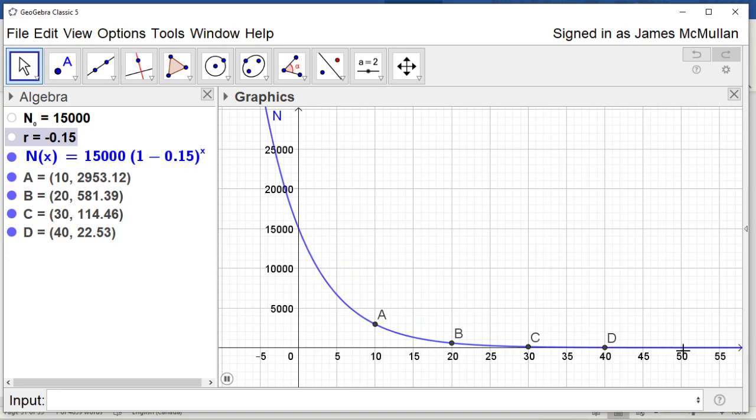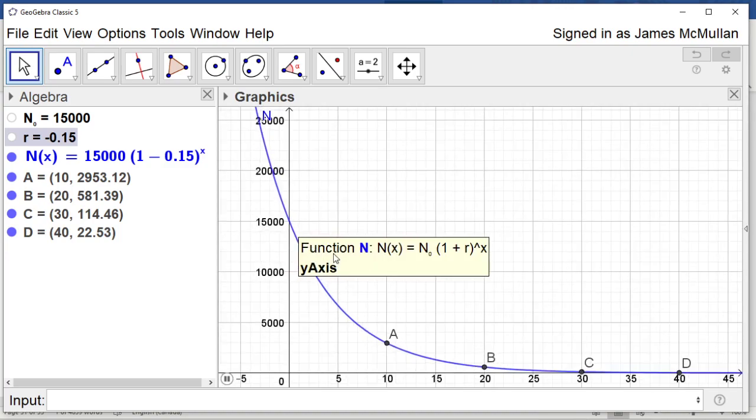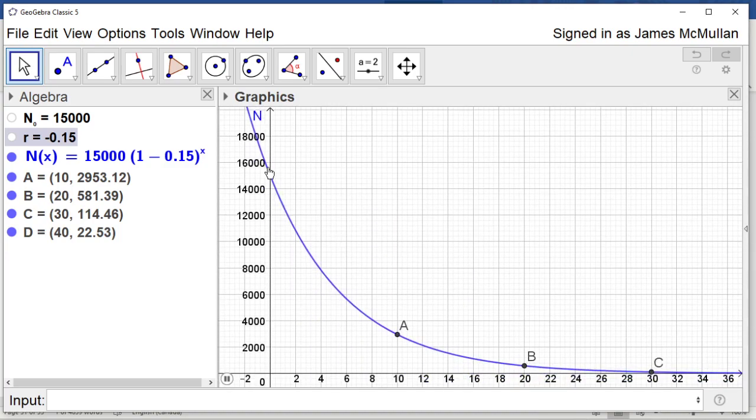Whether the model's really that useful beyond a certain number, maybe it isn't, but it seems pretty solid for the beginning. And notice that the car loses a vast amount of its value in the first 10 years. Like, it goes from 15,000 to 3,000 in 10 years. And then in the next 10 years, it drops from 3,000 to 600. It doesn't seem like as big a drop, although it's dropping at the same exponential rate.